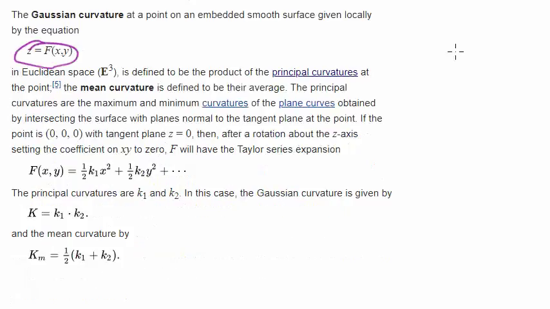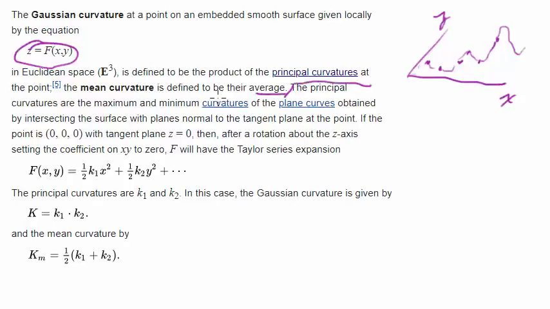But anyway, this description is pretty simple, because if we've got an x and a y, then we've just got a surface that may go up and down above that x and y, and that's all right. It goes up and down. So we've got this equation in Euclidean space, E3, defined as the product of the principal curvatures at the point. Okay, this is just a bad sentence. The mean curvature is defined to be their average. The product of principal curvatures, okay, it's plural, principal curvatures.